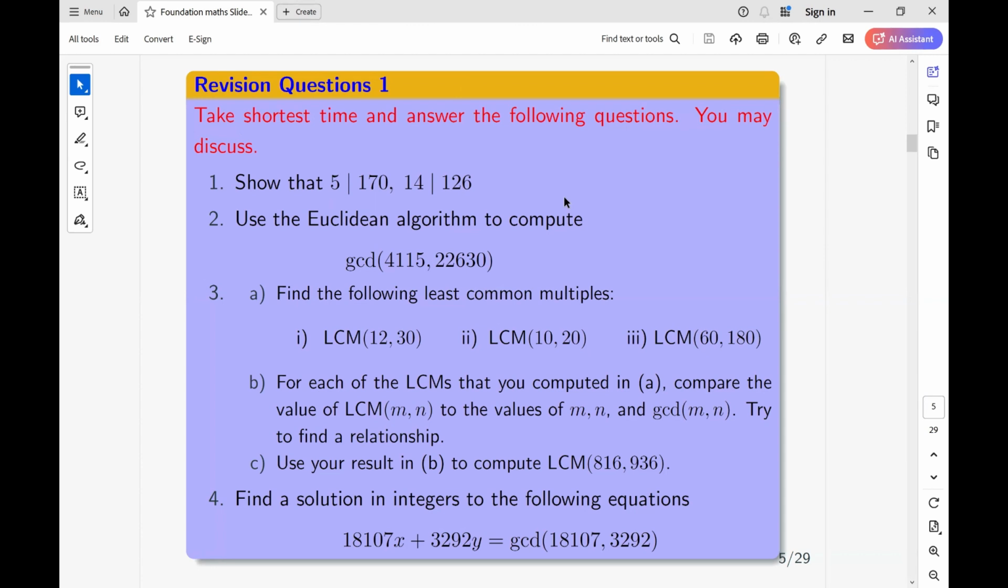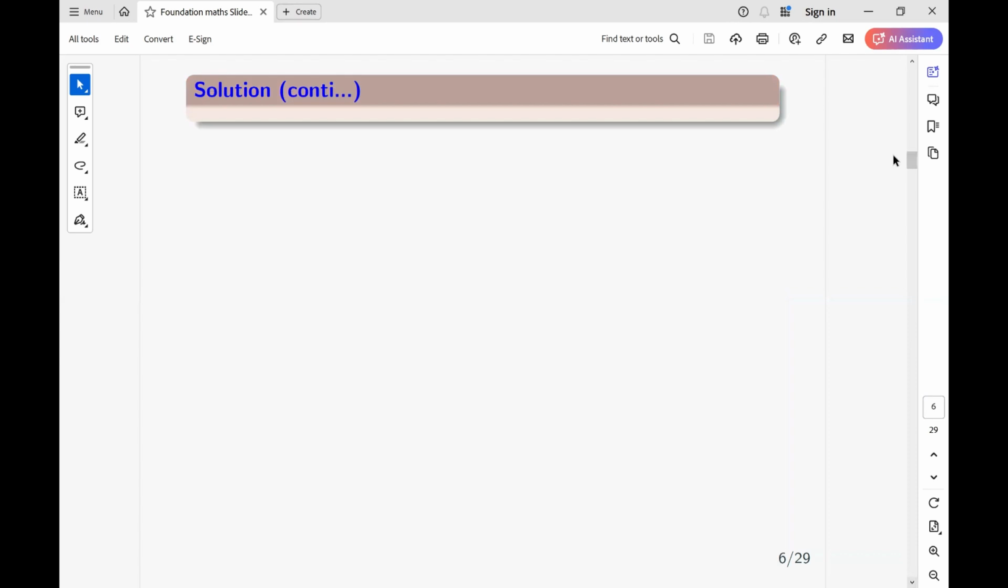So if you are done with the first one, you can come and assist us. Just come and help us here with your workings. Just come and use this.